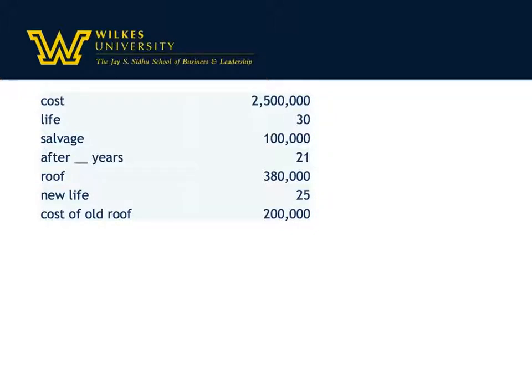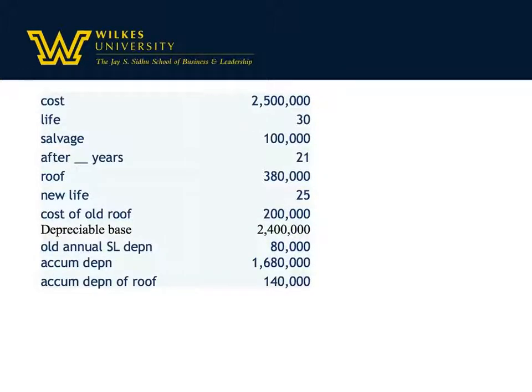The other thing to keep in mind is what is our depreciable base and how much depreciation have we taken so far? Well, if we assume we're depreciating everything at 30 years, because we don't have any information to tell us otherwise, our depreciable base is the $2.5 million less the $100,000 salvage value. So our depreciable base is going to be $2.4 million. If we divide that by 30 for the life, we end up with an annual depreciation of $80,000 a year.